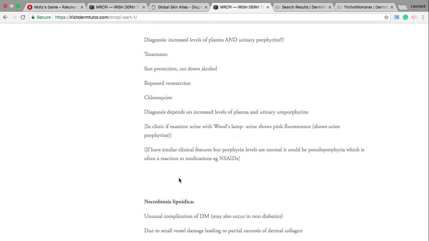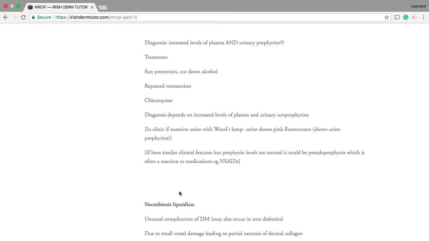Now, there is a differential diagnosis for this. So, if you have similar clinical features, but the porphyrin levels are completely normal, it could be a thing called pseudoporphyria. And this presents in the exact same way, but it's often a reaction to medications. And NSAIDs tend to be the big ones that cause this.